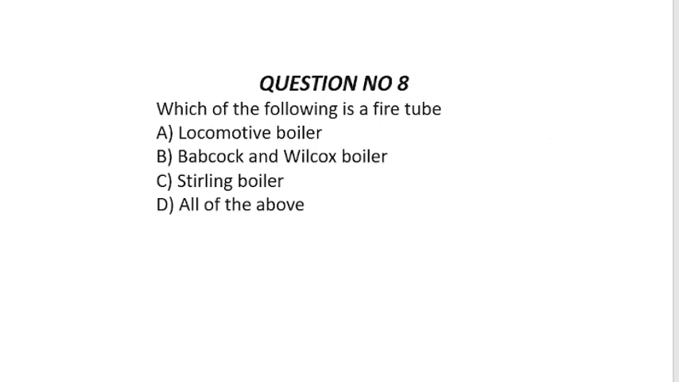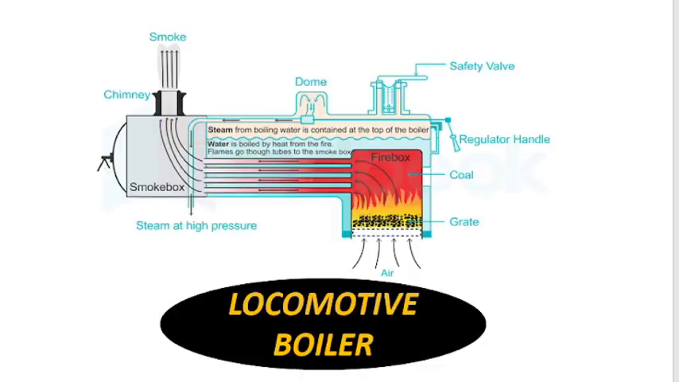Question number 8. Which of the following is a fire tube boiler? As Babcock and Wilcox is a water tube boiler, and Stirling is also a water tube boiler, the correct option is option A, locomotive boiler. And this is the locomotive boiler, in which you can see the fire, and it is a fire tube boiler.